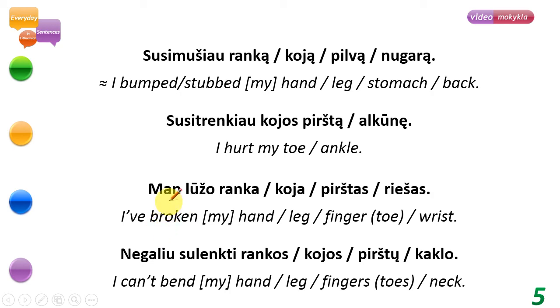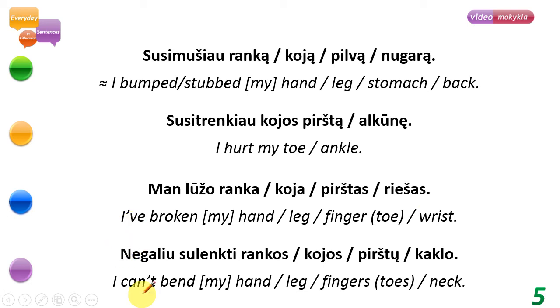So let's continue. Man lūžo ranka, I've broken my hand, or for me, my hand has broken, or broke. Man lūžo koja, I've broken my leg. Man lūžo pirštas, I've broken my toe, or my finger. Man lūžo kojos pirštas, I've broken my toe, or man lūžo pirštas, I've broken my finger. Man lūžo riešas, I've broken my wrist, riešas.